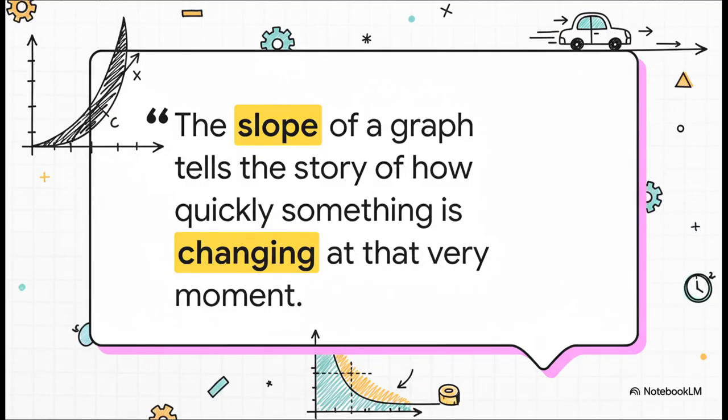The derivative, or just the slope, is like a magnifying glass. It lets us see the rate of change at any single point in time, whether that's position changing to become velocity or velocity changing to become acceleration.